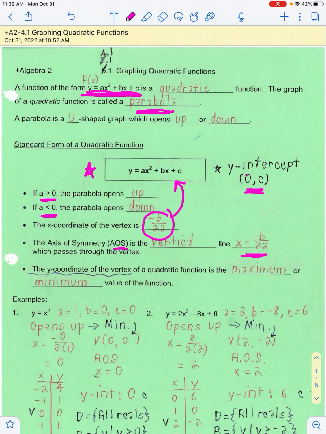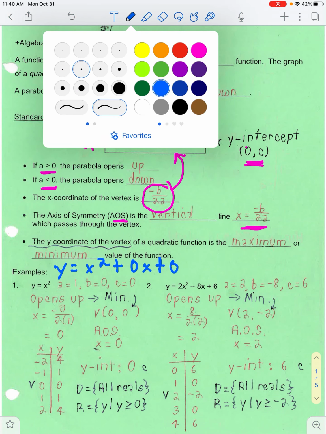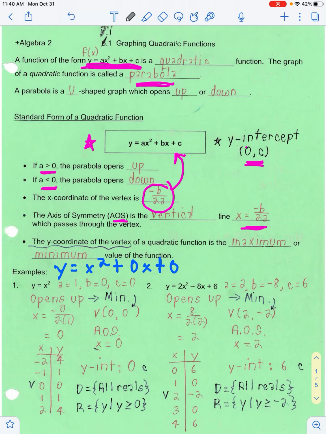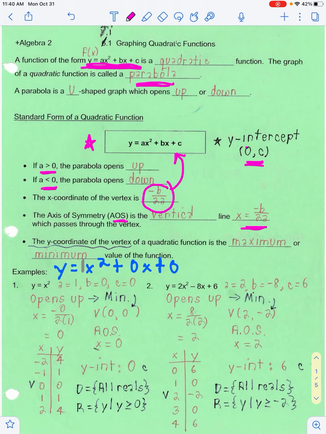So let's see how this works, and I have 3 examples. The first example you can see is y equals x squared. This is often referred to as the parent quadratic function. And when we take a look at the standard form, we need to understand it's really y equals x squared plus 0x plus 0. And the coefficient of that first term is really just the value 1. So even though we do not see that coefficient, that's its implied value.